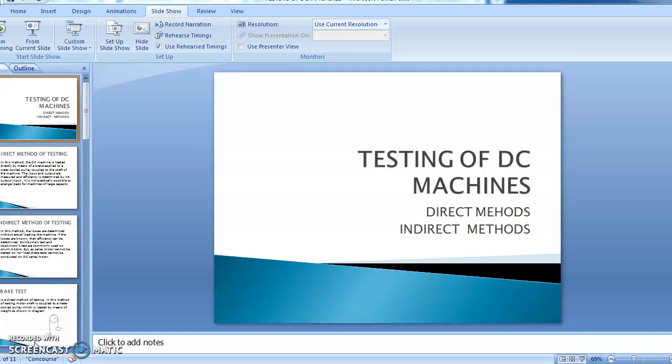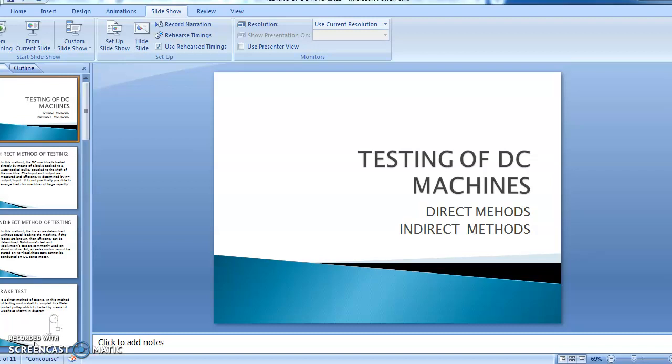Before starting the testing of the machine, I just want to remind you about the different types of losses that occur in a DC machine. As already discussed in class, there are basically three types of losses: iron losses, copper losses and fixed losses. Iron losses include hysteresis loss and eddy current loss. Copper losses will be there in the armature, and similarly there are constant losses, which are again of two types: frictional loss and windage loss.